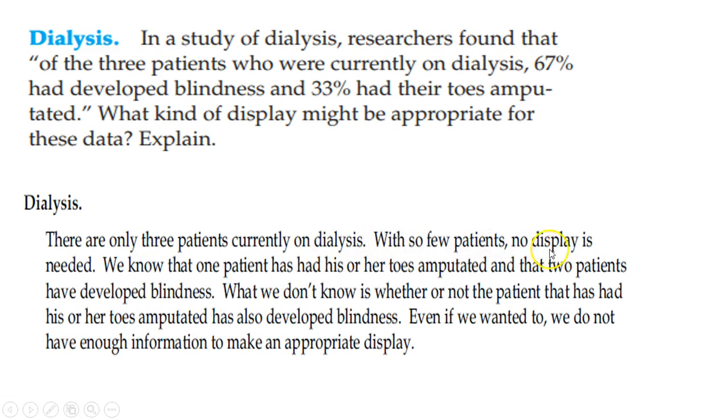So with few patients, no display would really be needed if you think about it, right? What am I going to have, a histogram of 2 and 1? Am I going to have a stem and leaf plot with 2 there and 1 there? Like, what am I going to have?